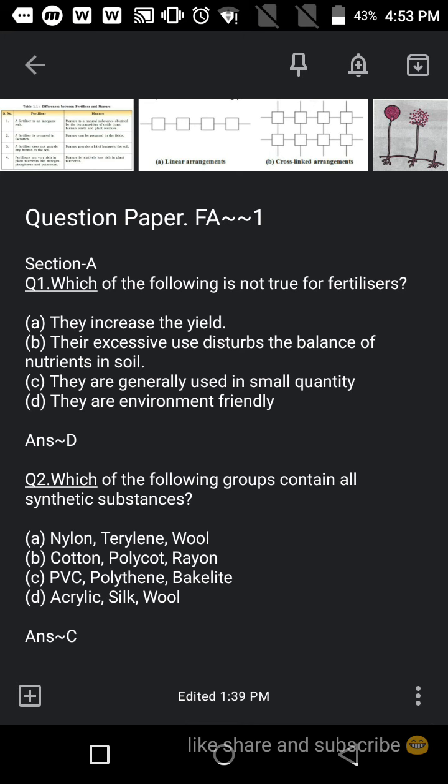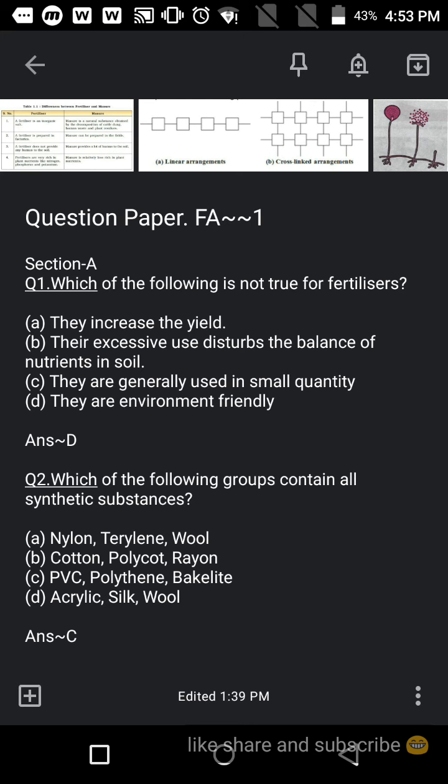So today we are going to discuss the periodic test 1 question paper. Let's start with section A. Section A comprises of MCQ based questions and 1 mark questions. Let's start with the question number 1.